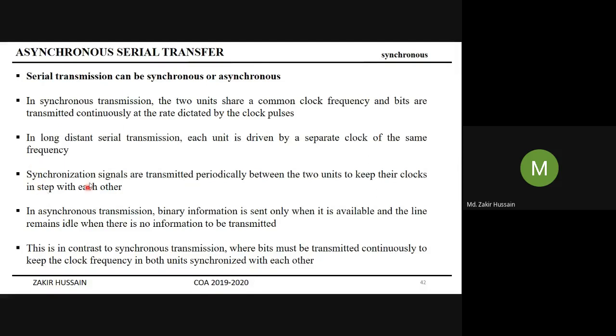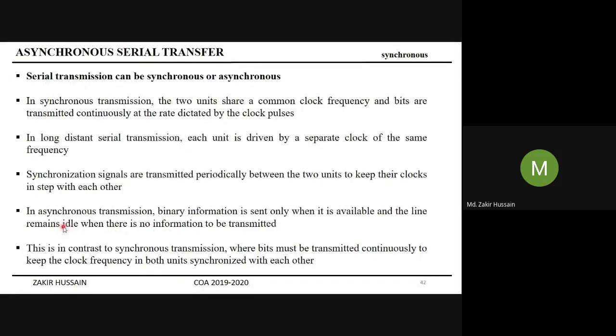If we are transmitting using synchronous, then two units will be working at the same clock. That is why synchronization signals are transmitted periodically between two units to keep their clocks in step with each other. In asynchronous transmission, binary information is sent only when it is available and the line remains idle when there is no information to be transmitted. This is important.